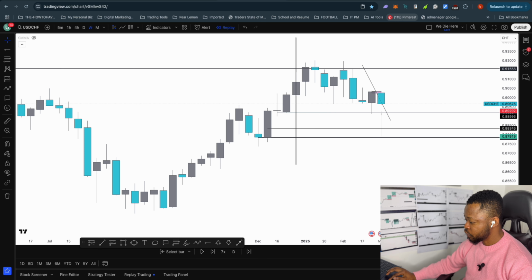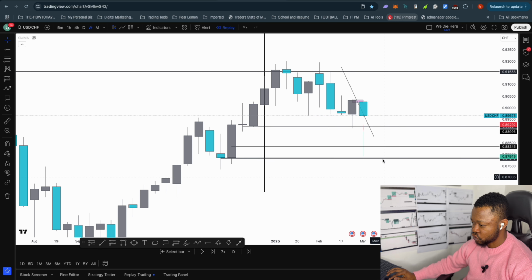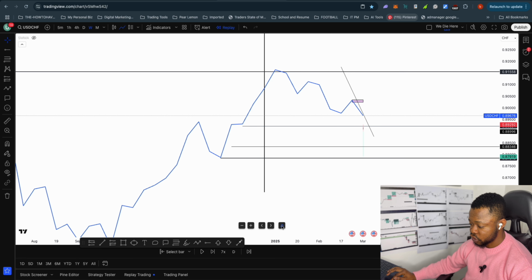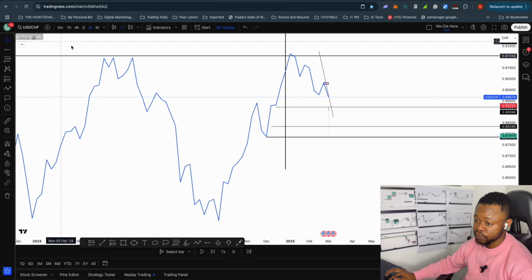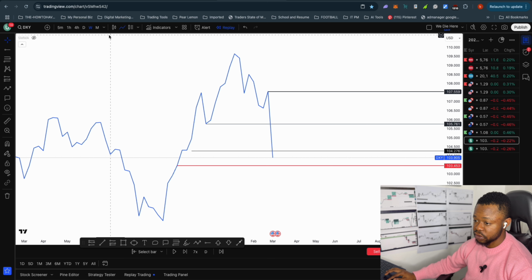On the weekly, before the week started, this was what I saw. If we go on the line chart, we can see we have been very bearish on the dollar. Once the dollar is bearish, automatically the CHF is definitely going to be gaining against the dollar. So the dollar will also be weak on USDCHF. If you look at the dollar, you can see how very bearish we are.